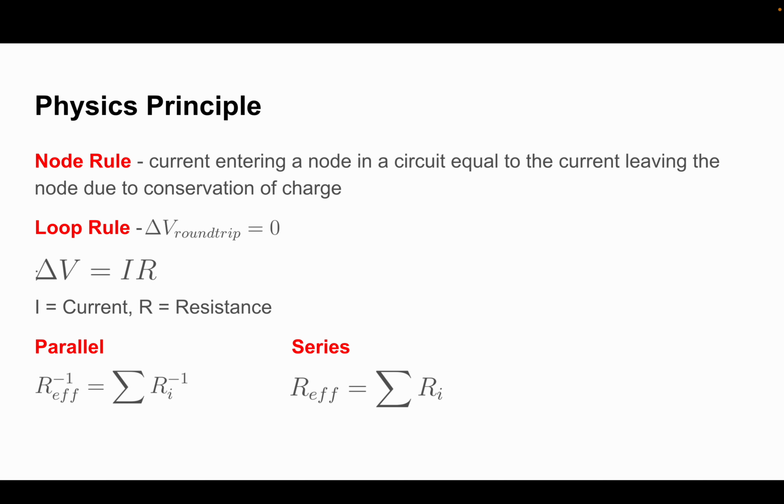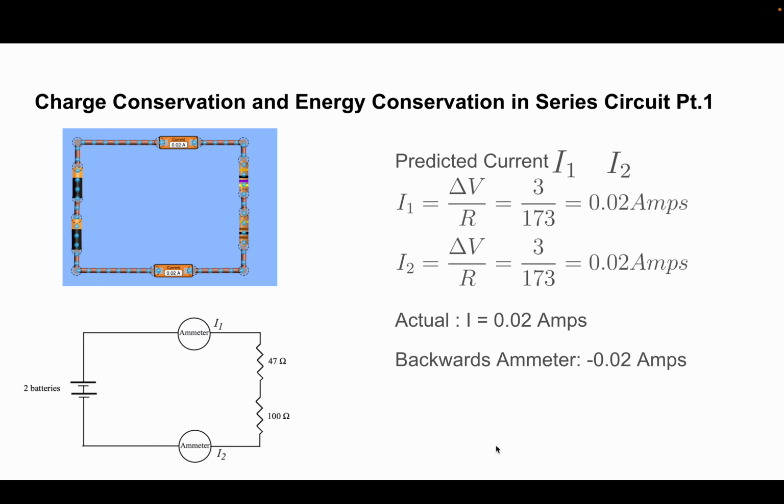One is the node rule, which is the current entering a node in a circuit equals the current leaving the node, and is due to the conservation of charge. And the loop rule, which says the change in potential for a round trip is equal to 0. And then the change in potential equals the current times the resistance. And these two are the parallel and series circuit resistance. So, charge conservation and energy conservation in a series circuit, part 1.